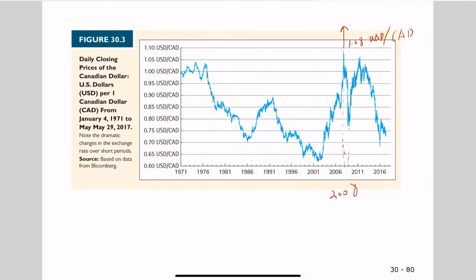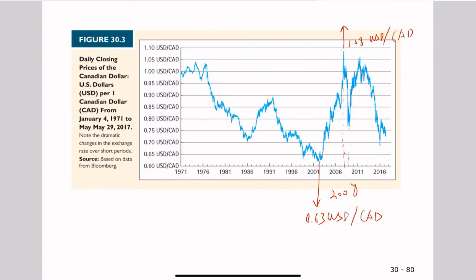And then we could also look at the trough. After the dot-com bubble, Canadian dollars was worth about 0.63 US dollars, right? So you can see that the difference is huge. It was 0.63 in 2002, and then the CAD appreciated to 1.08 USD per CAD in 2008. It's more than 40%, about 60% increase.